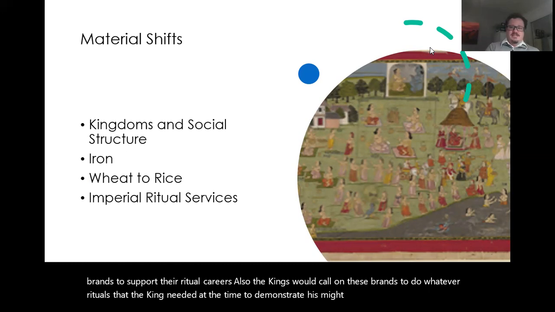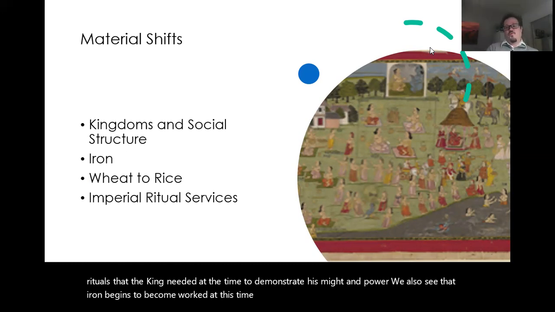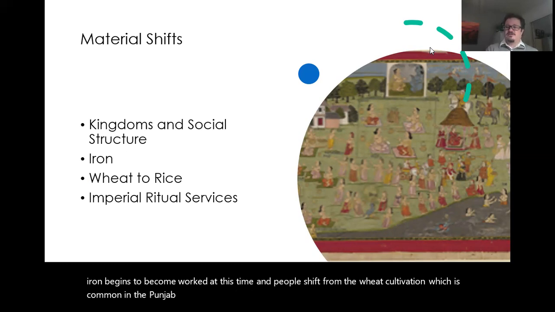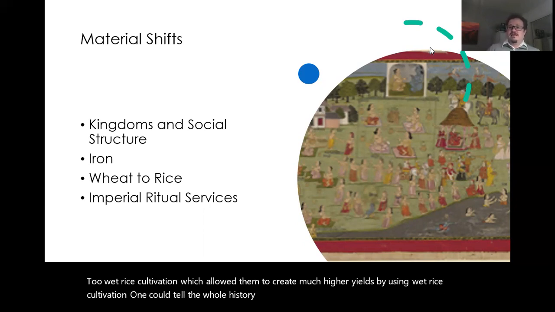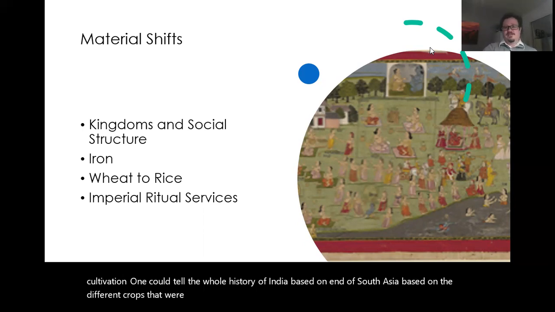We also see that iron begins to become worked at this time, and people shift from the wheat cultivation, which is common in the Punjab, even to this day, wheat cultivation is the biggest crop in the Punjab, to wet rice cultivation, which allowed them to create much higher yields by using wet rice cultivation. One could tell the whole history of India and of South Asia based on the different crops that were produced at the different times. And that's something I get into in some of my other courses.